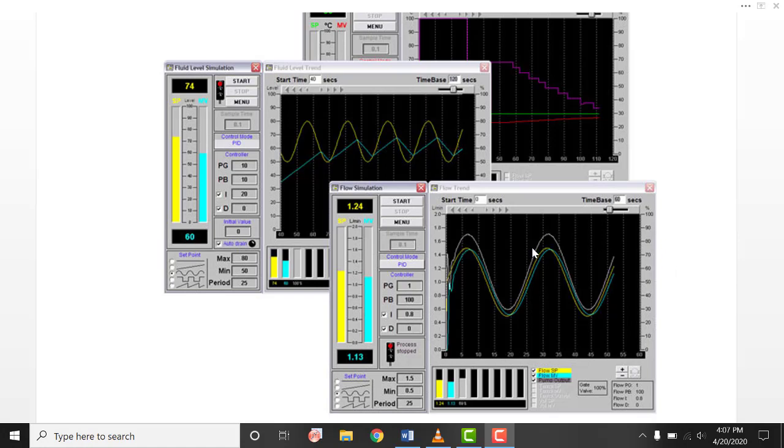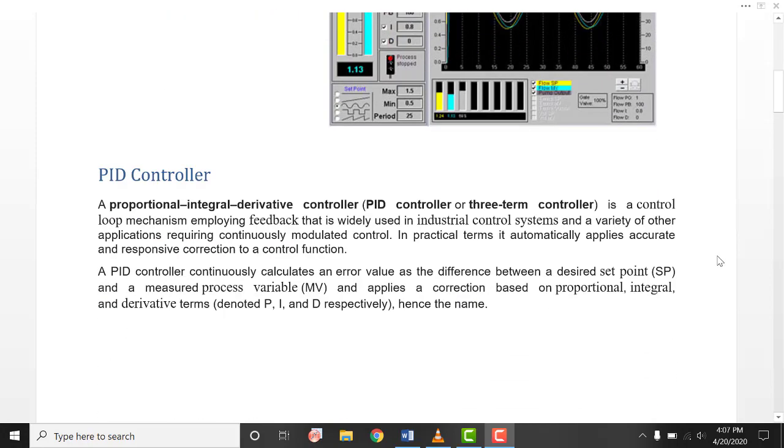So basically this PID control mode works on the basis of the difference between these two values, set point minus measured value, and the result then works on the PID control mode to automatically control the value and bring the output value up to this set point. So let's start. What is a PID controller?